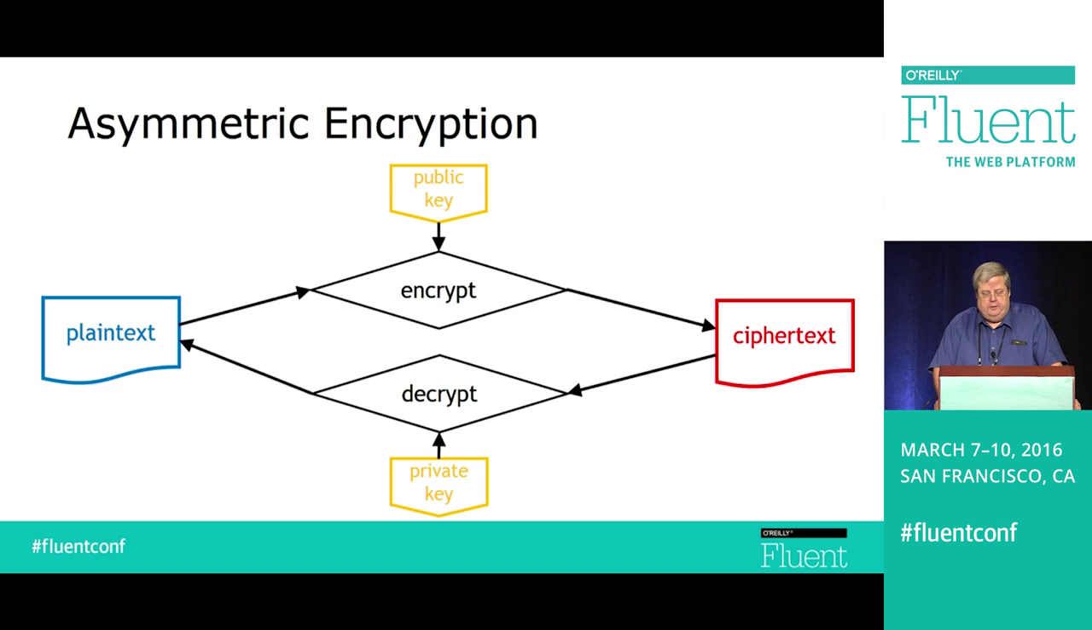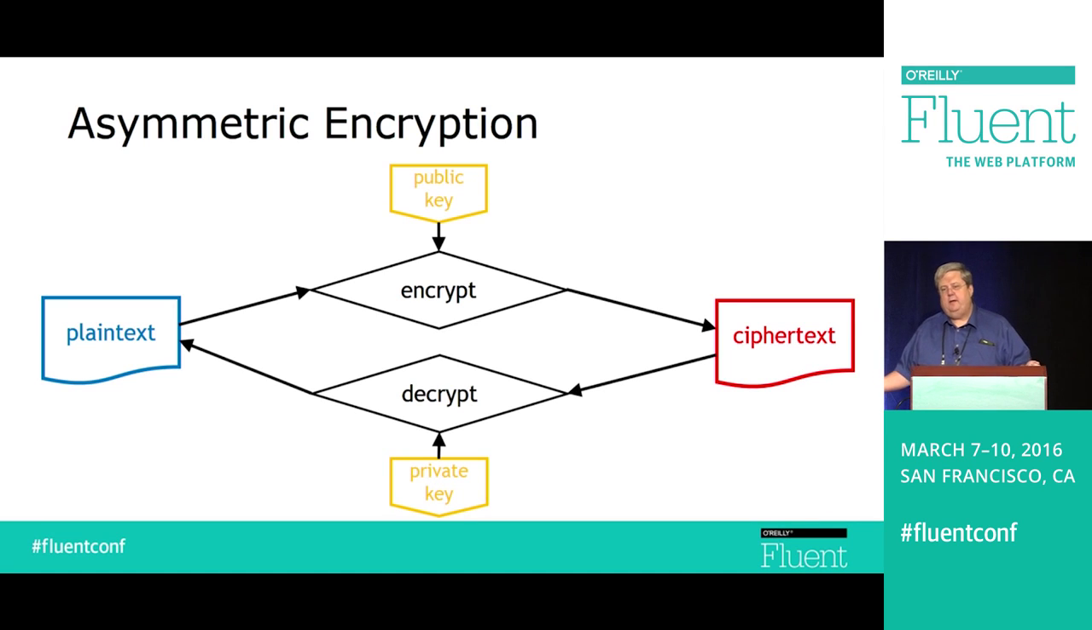So this is how asymmetric encryption works. Similar to before, plain text gets encrypted with a key to be ciphertext. Ciphertext gets decrypted with a key to become plain text, but they're two different keys. The public key and the private key always operate as a pair, and they're mathematically related. And it is mathematically possible to derive one given the other, because they are mathematically related. However, it is not practical.